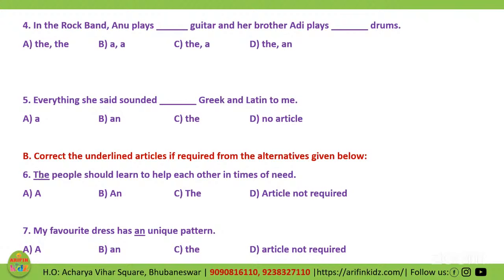In front of musical instruments, we use definite articles because musical instruments are already defined. So the guitar, the drums. So answer is A. Very good, superb. Everyone has said correctly. Next, we have question number 5. Fifth question, everyone try. Easy one.